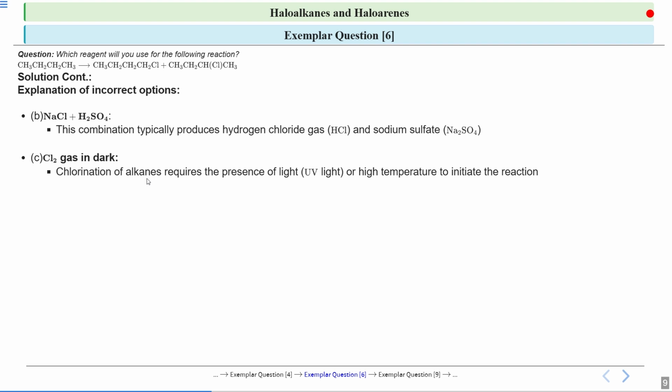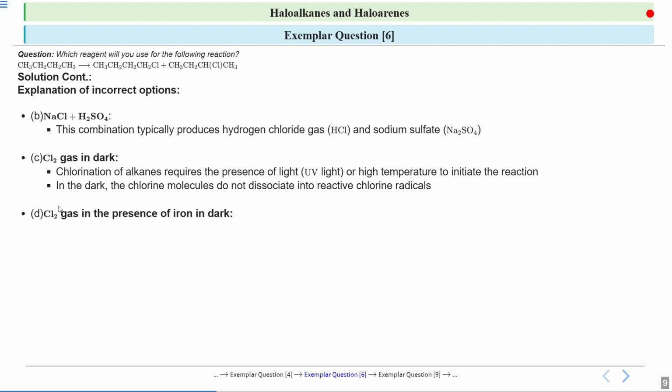And if you talk about aryls, or arenes, there you use dark conditions. You don't need any presence of light or high temperature. That reaction, the halogenation of arenes, happens in the dark. But in the case of alkanes, if you are doing the chlorination of alkanes, then you require the presence of light or high temperature for the activation of your chlorine molecule to initiate the reaction via a free radical mechanism. So in the dark, what happens? Chlorine molecules do not dissociate into reactive chlorine radicals and the reaction will not initiate.